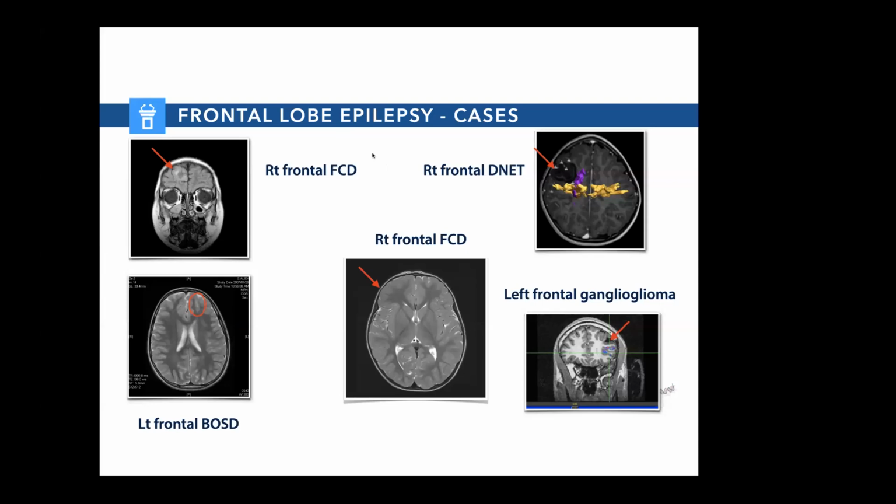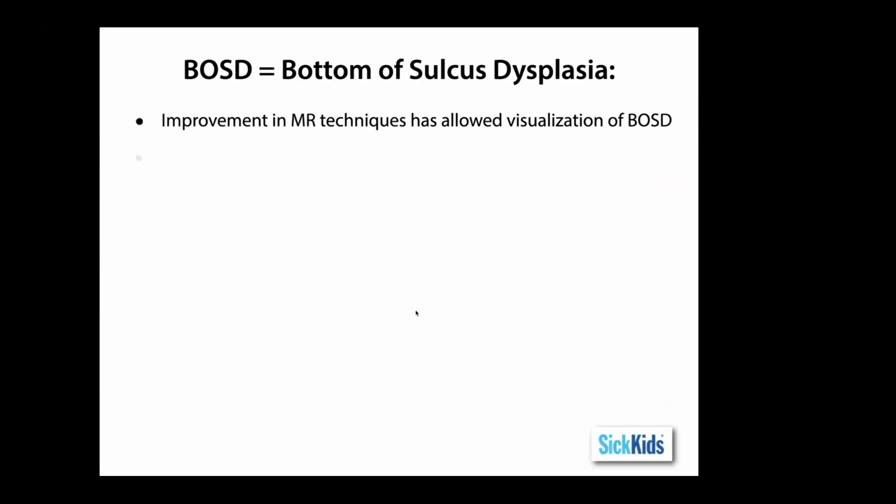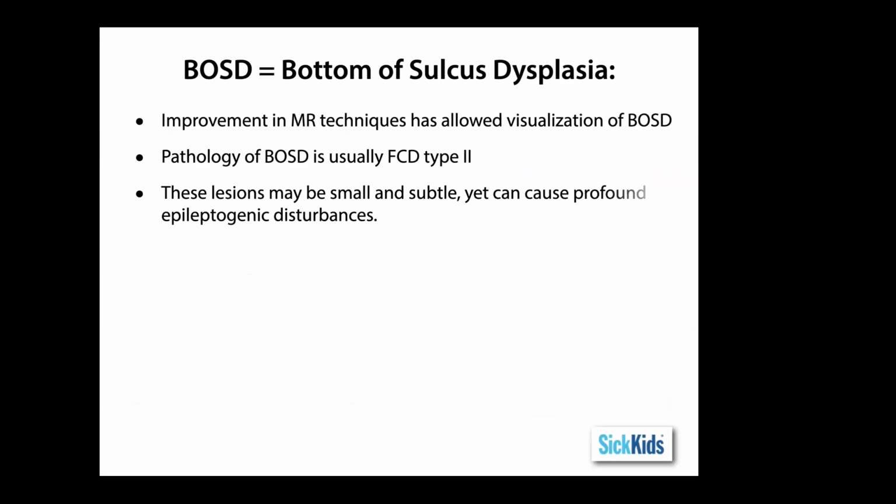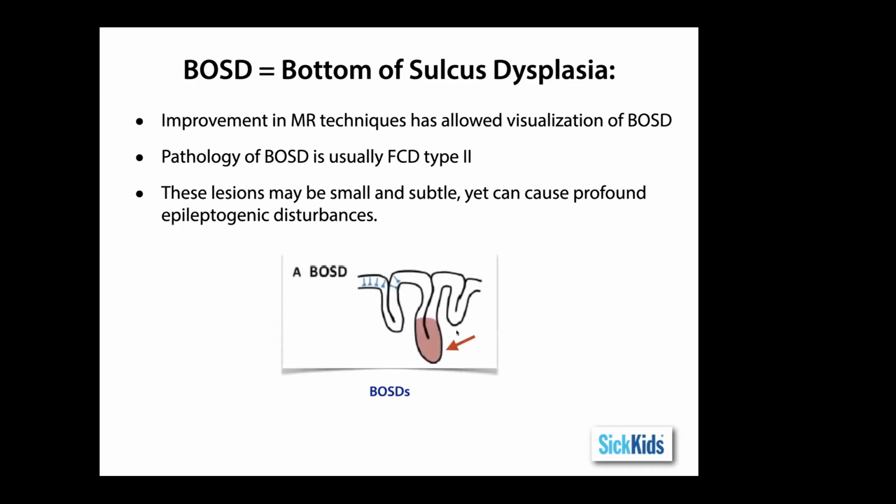This is frontal lobe epilepsy, and there are a lot of examples of focal cortical dysplasia, something I'll talk about in detail, which is bottom of sulcus dysplasia. These are definitely amenable to surgical treatment. And the bottom of sulcus dysplasia is usually focal cortical dysplasia type 2. They can be small lesions, but they can cause fairly profound epileptogenic disturbances.